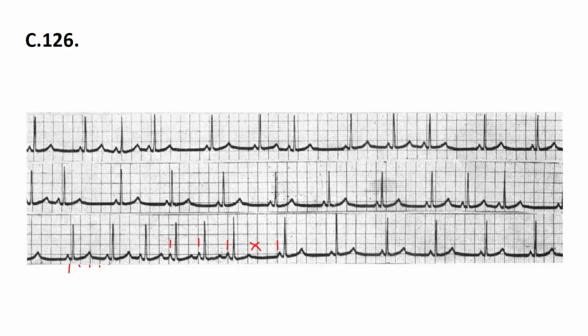1, 2, 3, 4, 5. 1, 2, 3, 4, 5. Another one, 1, 2, 3, 4, 5. That is 6 seconds, and we have 8 beats, so that means 80 beats per minute. So it's 80, not bradycardic. It's normal.